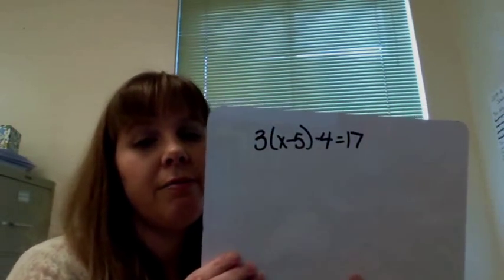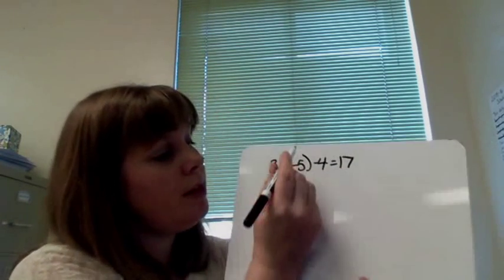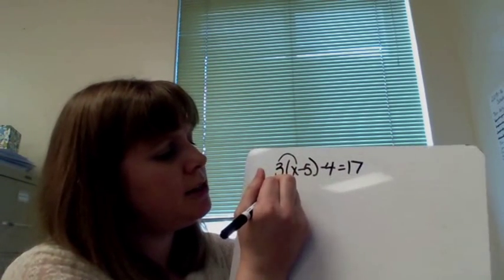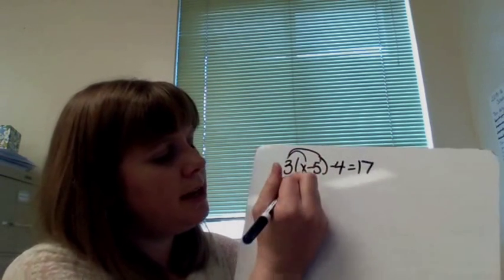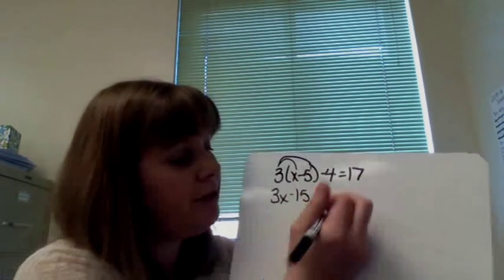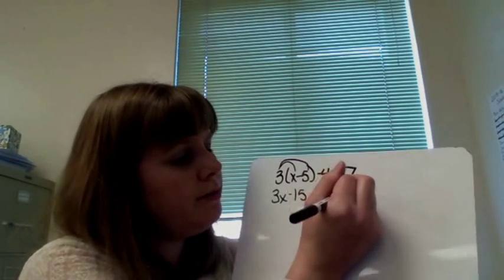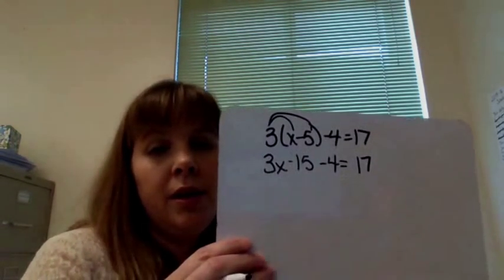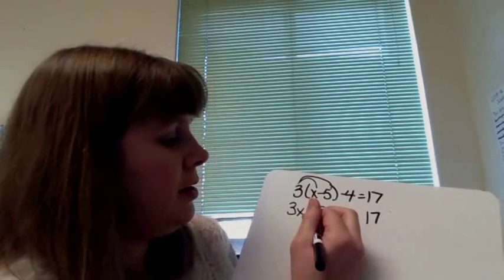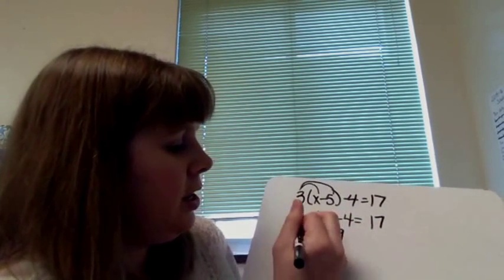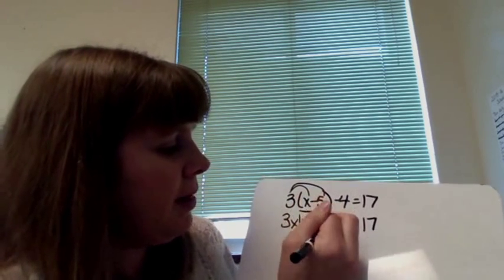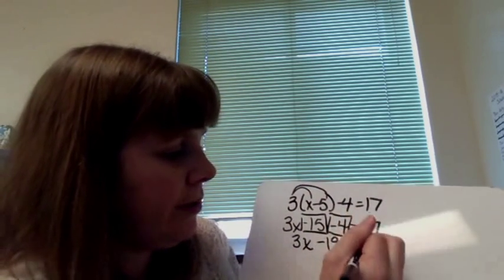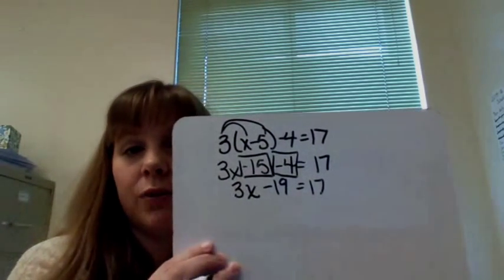This works. So 3 times the quantity x minus 5 minus 4 equals 17. Start by distributing. 3 times x is 3x. 3 times negative 5 is negative 15, or minus 15. Then I subtract 4 more. That equals 17. Now negative 15 minus 4, that is negative 19. The 3x just comes down. I combine my like terms, negative 15 and negative 4. So 3x minus 19 equals 17.